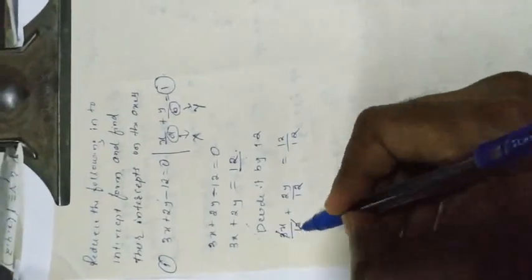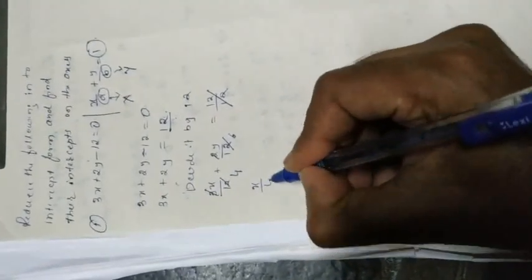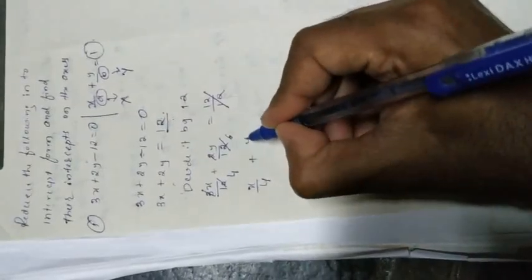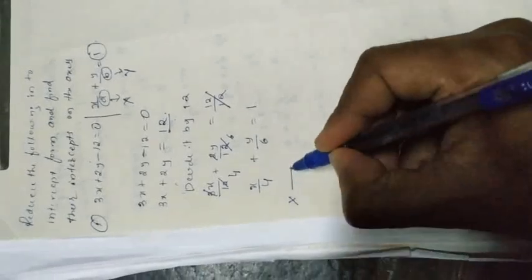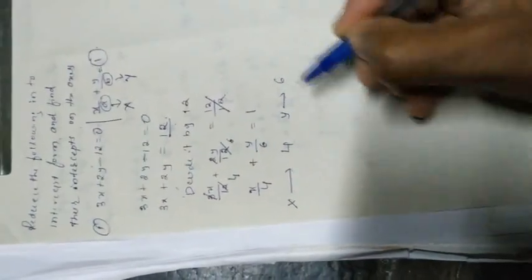Now 3 ones are 3, 3 fours are 12, 2 sixes are 12, and 12 by 12 is 1. So x by 4 plus y by 6 is equal to 1. Then the x-intercept here is 4, and the y-intercept here is 6.